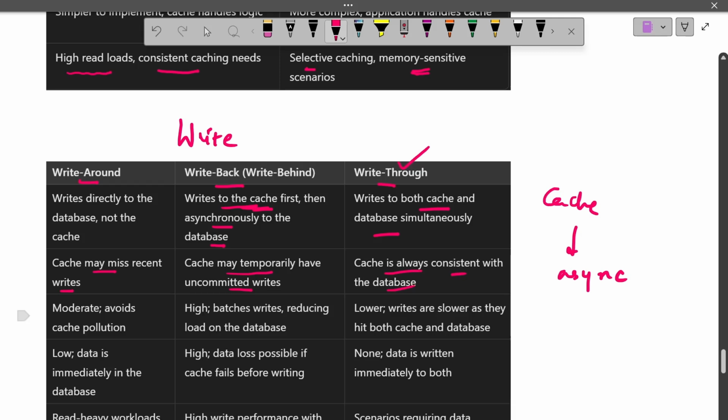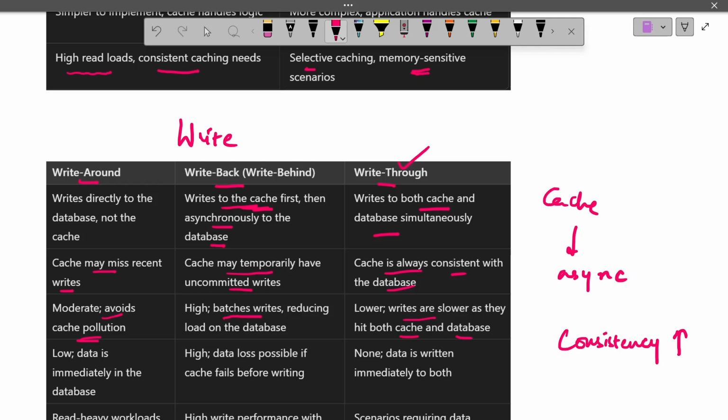In write around, we are trying to avoid cache pollution. In write back, we are trying to use the strategy when we want to do batch writes, because you think of it, the cache at one point in time asynchronously is going to push all the writes. So whenever you want to do batch writing, you may want to use the write back strategy. But write through is a little slower, because when you want to bring your consistency up, the writes are going to be slower, because at the same time your cache and the database both need to be updated. So you want high consistency, but it will be slower.